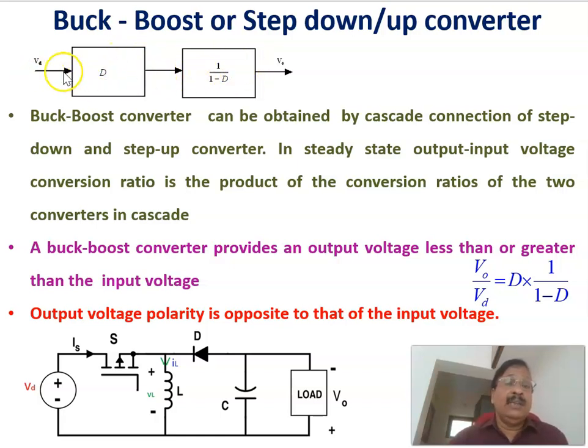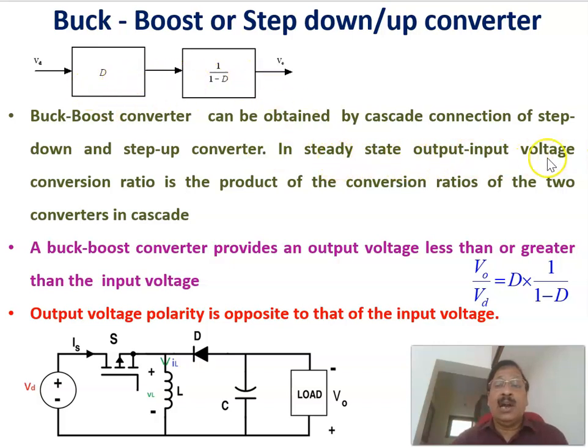For example, the input is given to a buck converter, and the output of the buck converter is given to a boost converter. Therefore, the total transfer function will be the product of these two, that is D into 1 by 1 minus D, or D by 1 minus D. That is the total gain. Therefore, output divided by input will be D divided by 1 minus D. So a buck-boost converter can be obtained by cascade connection of a step-down and a step-up converter.